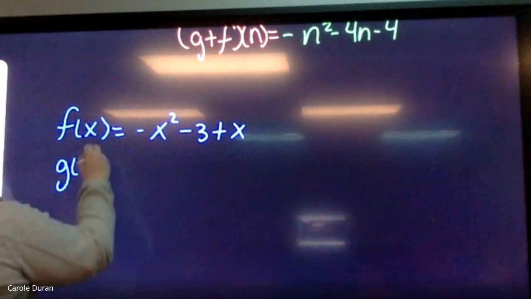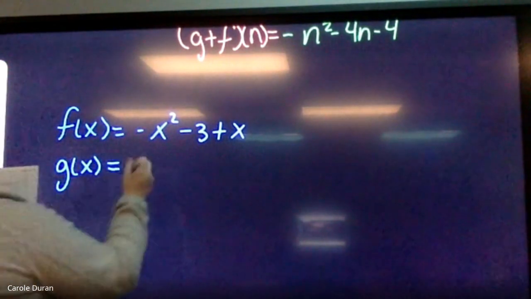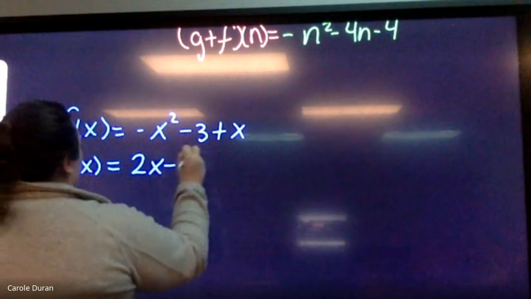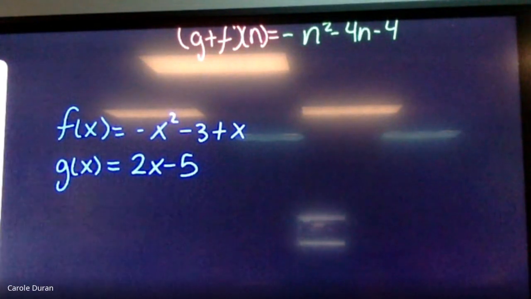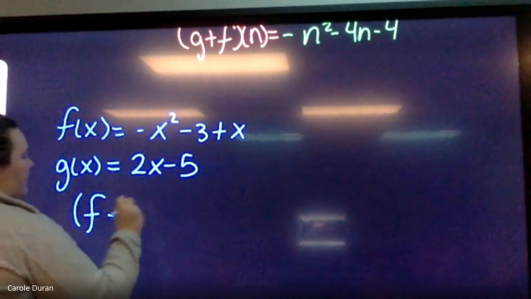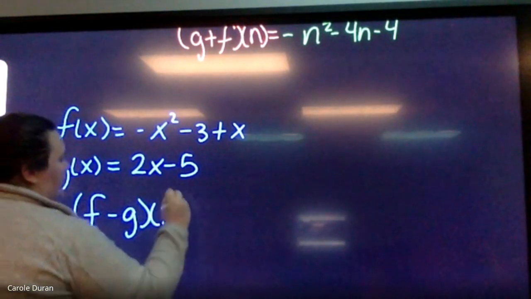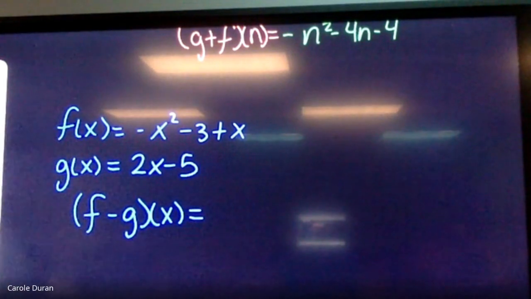Okay, so this time I have two functions, f of x and g of x. So here I've changed my variable from n to x. That's okay. It doesn't have to be one specific letter. A variable can be any letter representing an unknown. This time, instead of addition, I would like to do subtraction, and I would like to do f minus g of x.